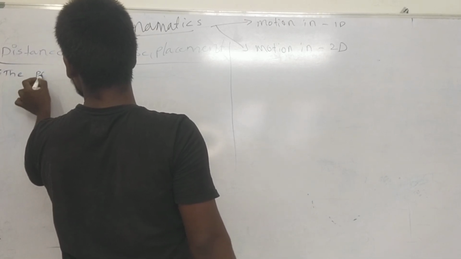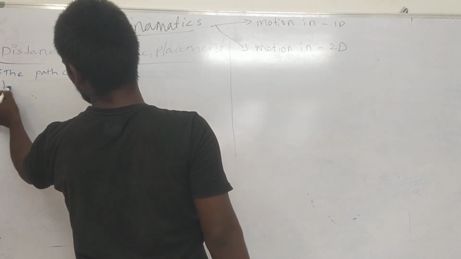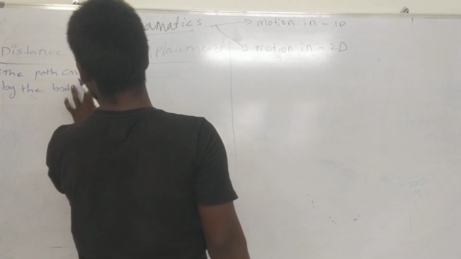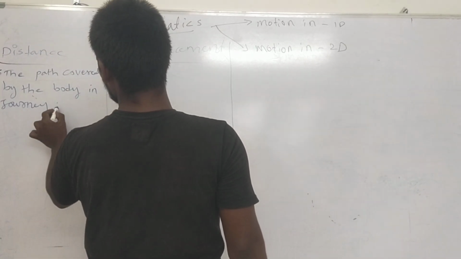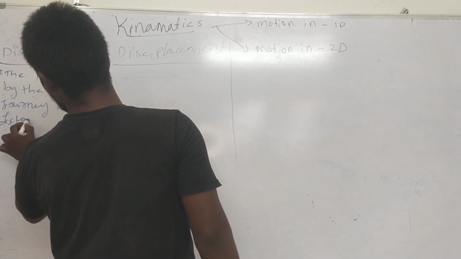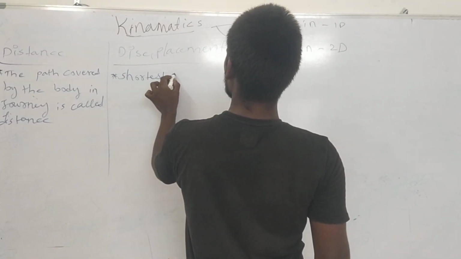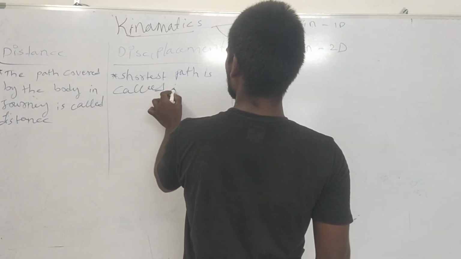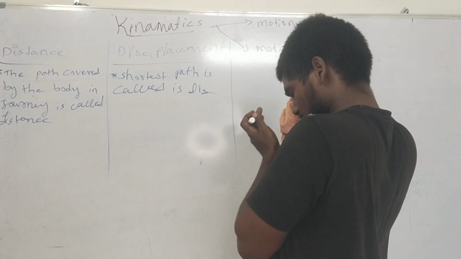The path covered by the body in a journey is called distance. The shortest path is called displacement.